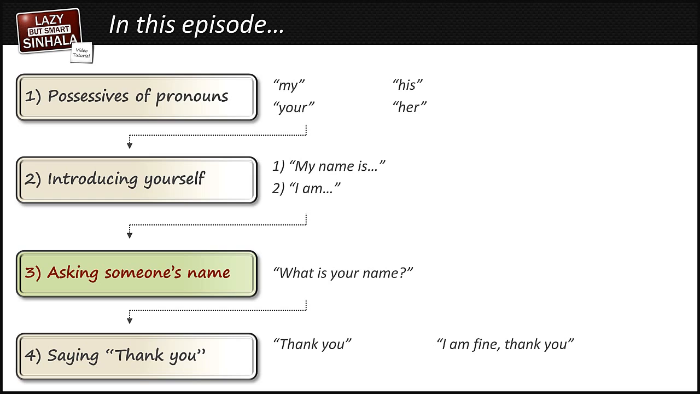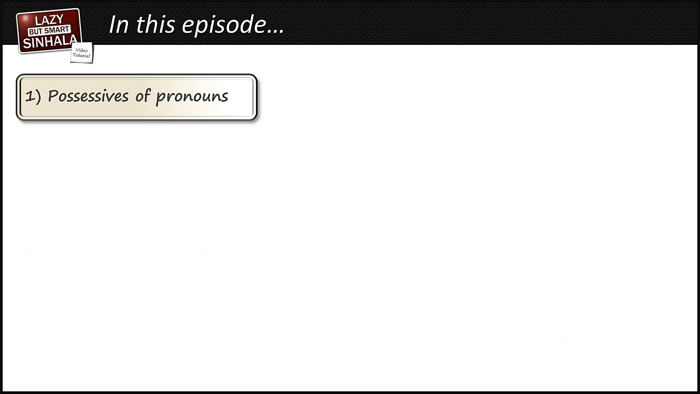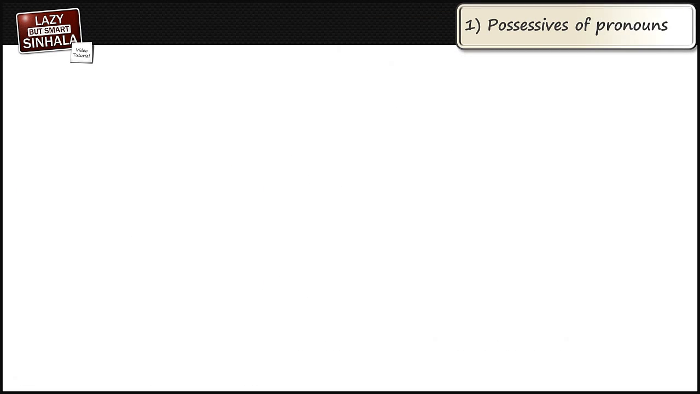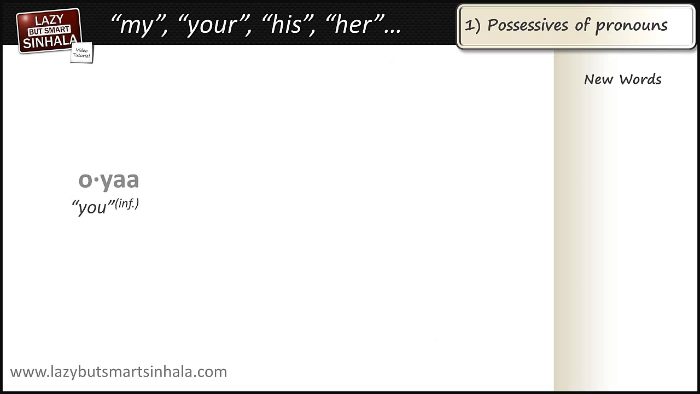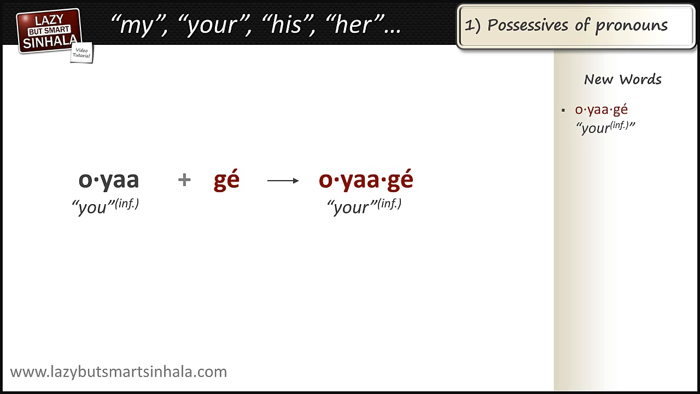Alright, let's start. Section 1, Possessives of Pronouns. You know from the previous episode that oya is informal you. The possessive form of this pronoun, which is your, is very simple to formulate in Sinhala. All we do is we add an indicator that we pronounce as ge, and you've got the word oyage, which means your. It's as simple as that.